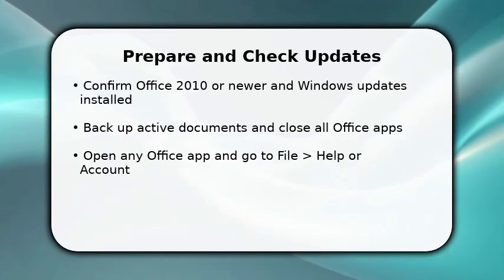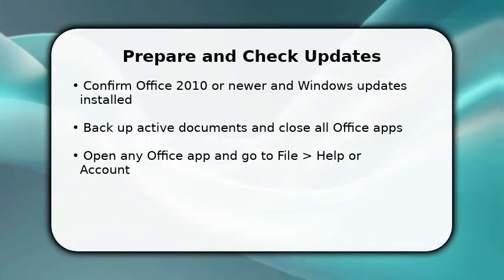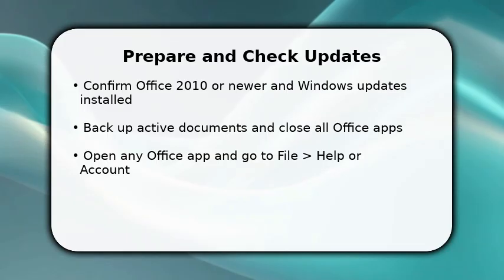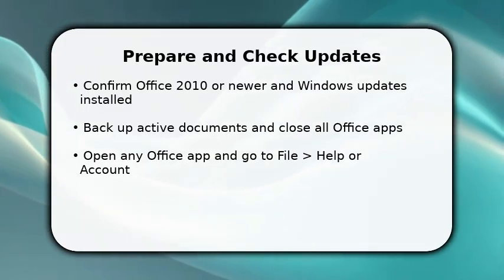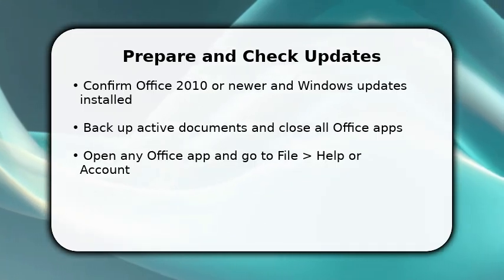You start by confirming the Office version and system updates so the patch will apply cleanly. Once done, back up important files and close all Office programs to prevent conflicts. Next, open an Office app and navigate to File, then Help or Account. This is where Update controls live.